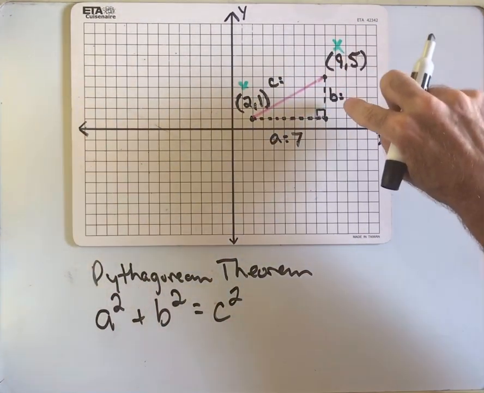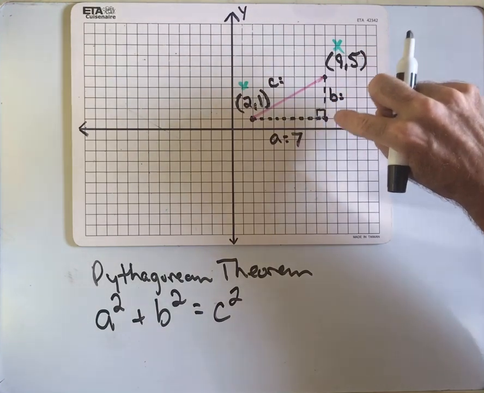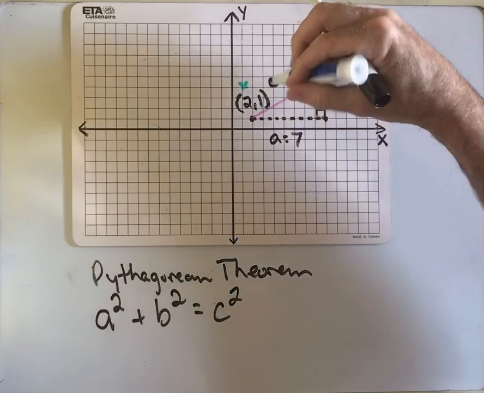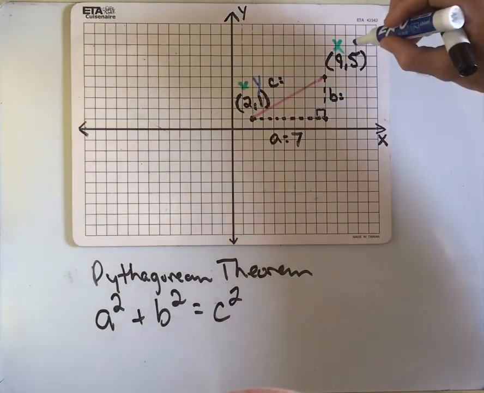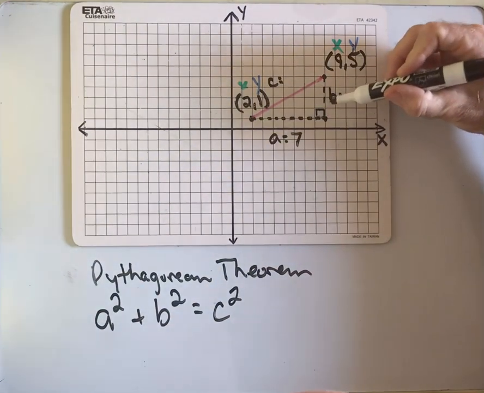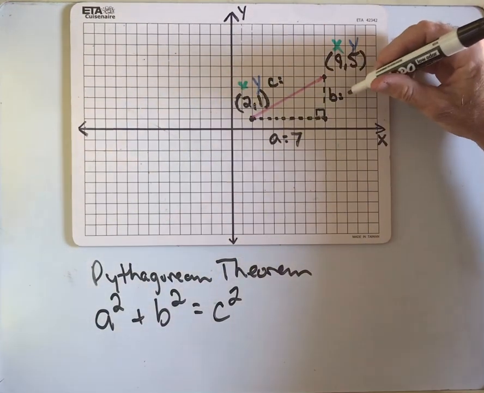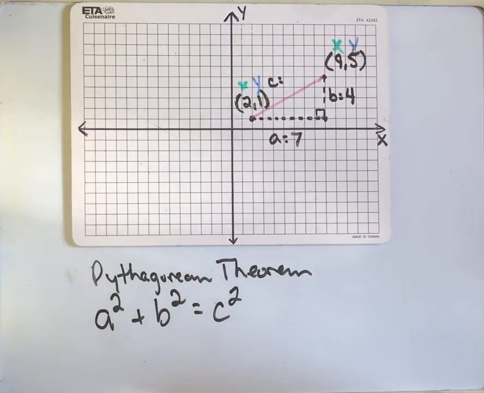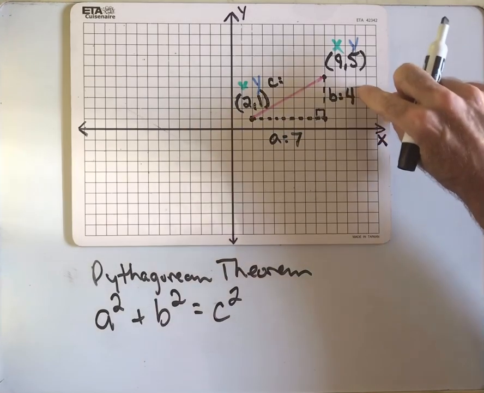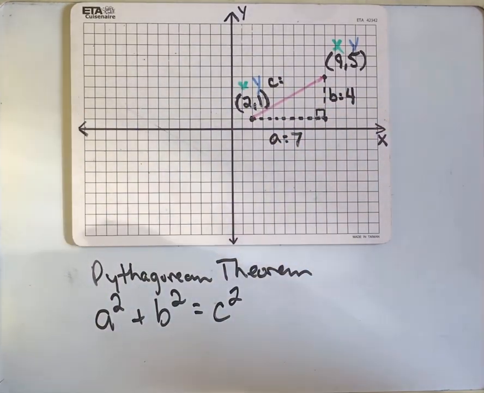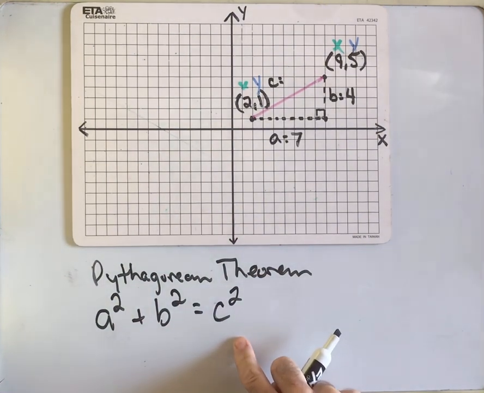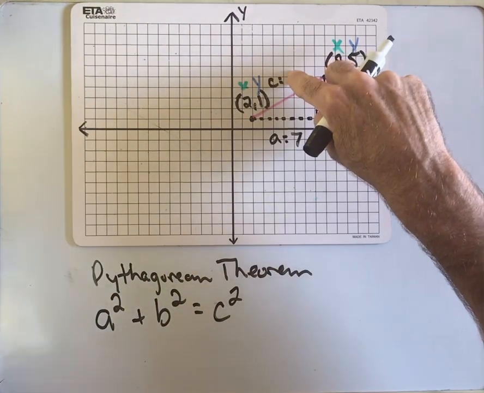Okay, and B is this vertical distance between the 2 points. Let's use another color to signify that. We know that's the y coordinate. So this distance up is 1, 2, 3, 4. So B equals 4 units. It's 7 across, 4 up. And if we were finding the slope, rise over run would be 4 over 7. Well, we're not doing that. We're going to use A and B to plug into our formula here, and we're going to figure out this distance C.